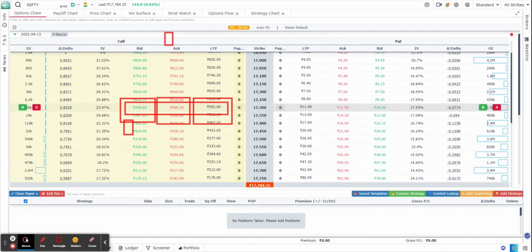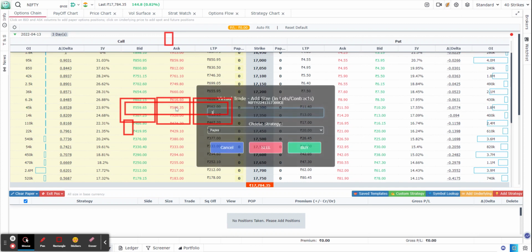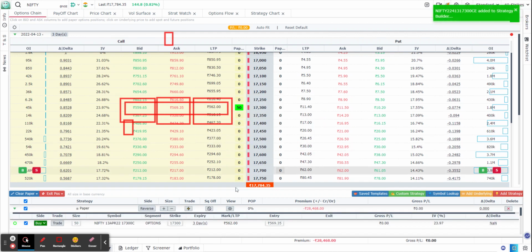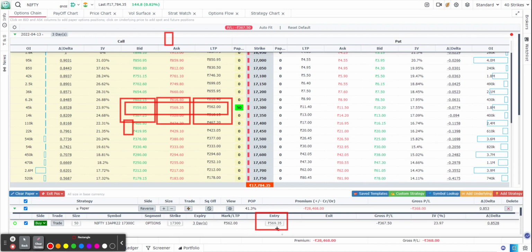So there might be small differences, ranging from a couple of rupees to thousands of rupees, depending on how liquid the contract is. And so we suggest that this is a good way of paper trading if you have it on the bid ask mode. So here I'm buying one quantity of this contract, 17,300. When I buy, like I said, I should enter at 569, and it shows the entry at 569. And when I exit the position immediately, it should exit at 559, which is the best bid.